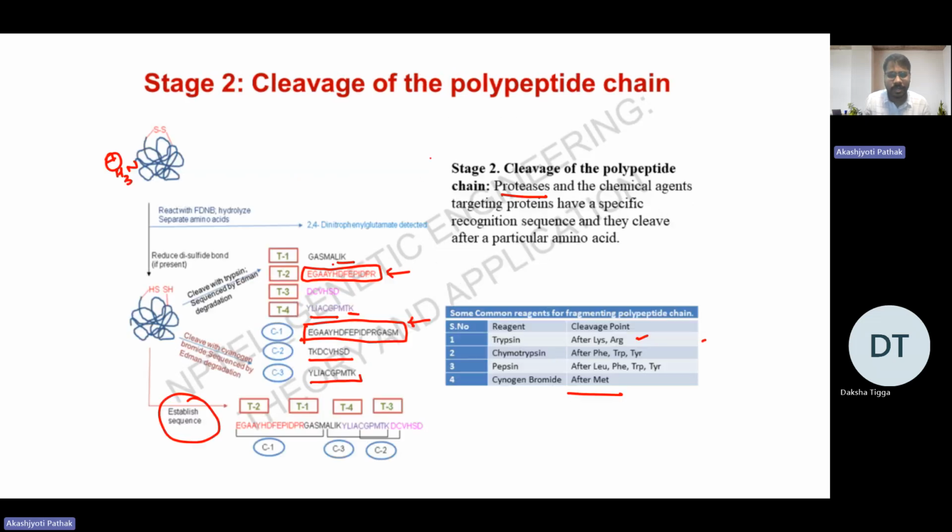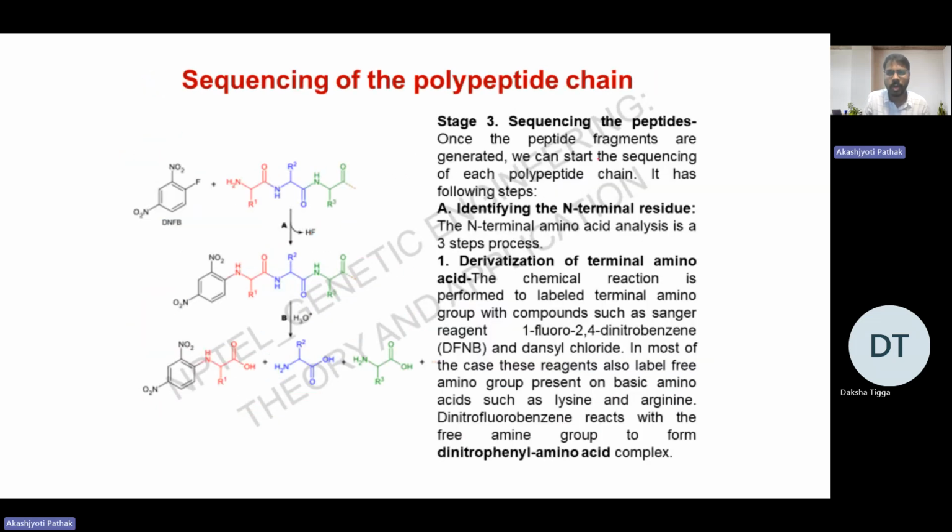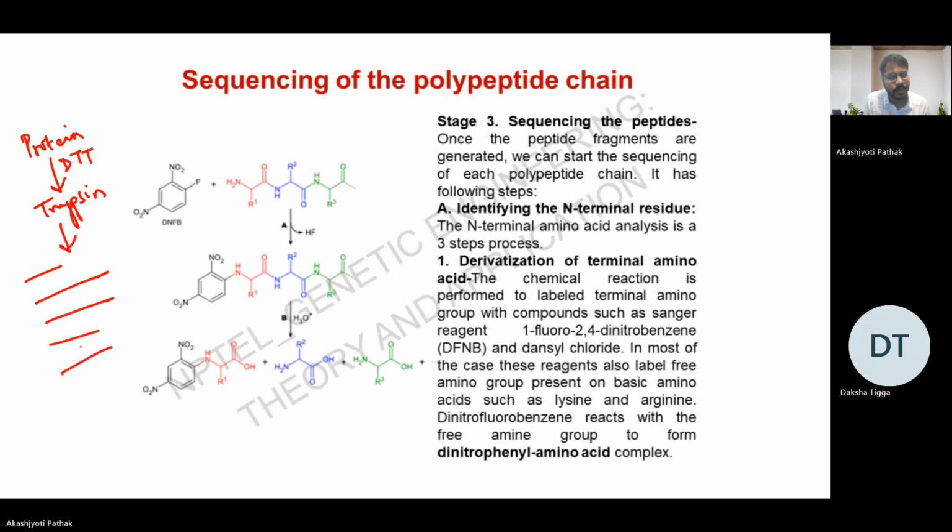So now you have your protein, you have treated it with a disulfide reducing agent, DTT. DTT has resulted in the breaking of these disulfide bridges. Now after that, you have treated it with some enzyme like trypsin. And now you are having different peptide sequences, different peptide fragments.